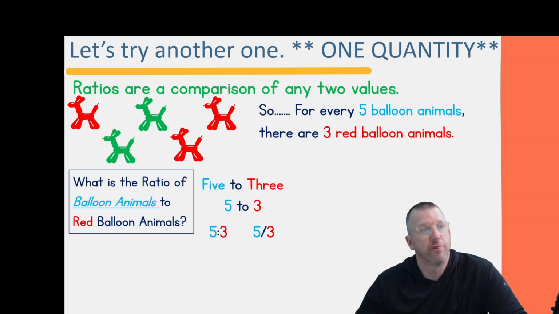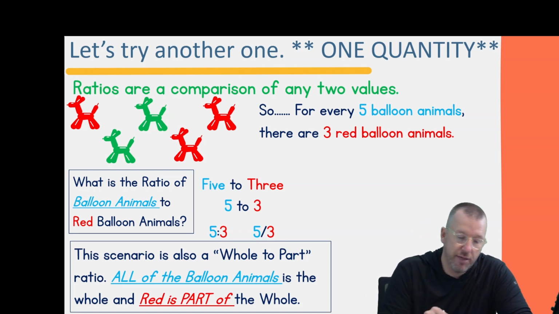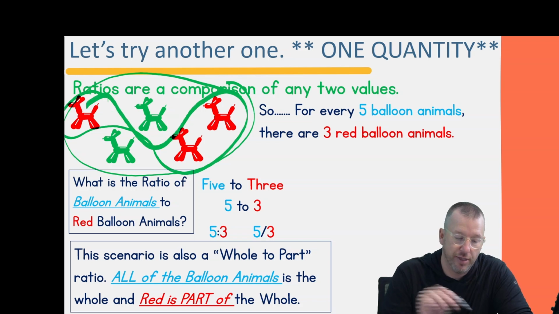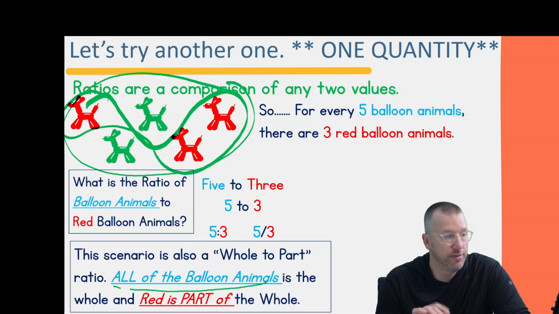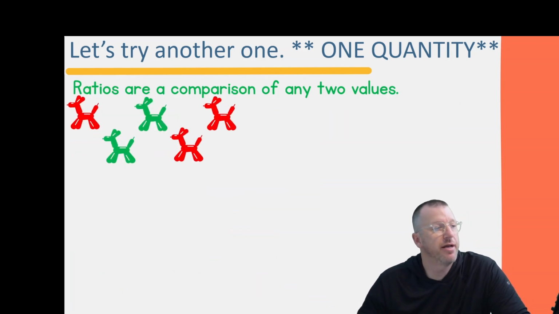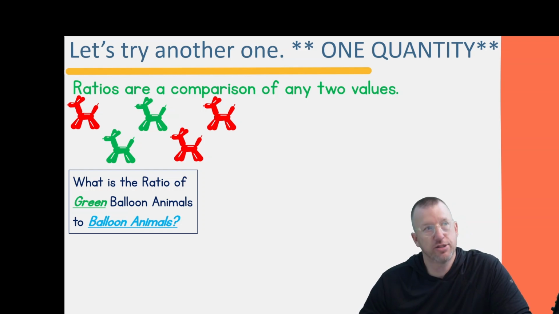Now, the reason I did this one is because I want to show you now we are comparing whole to part when we're dealing with our ratio. We compared all of them, that's the whole group, to part of them, which was the red ones only. Okay, so all the balloon animals is the whole, and red is the part of the whole. Okay, let's try another one. Now we're doing what is the ratio of green balloon animals to balloon animals? I think you're starting to catch on here.